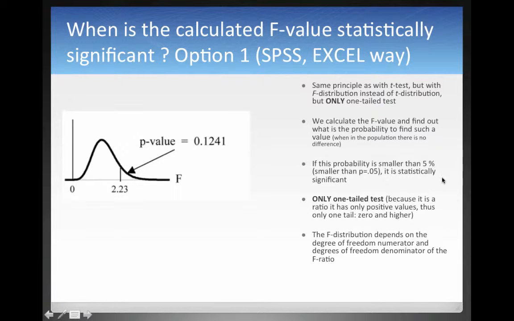The question basically becomes, is my p-value smaller than the significance level that I set? If you're testing at the 5% level, it's p 0.05. If you're testing at the 1% level, it's 0.01. Same principle as with the t-test.